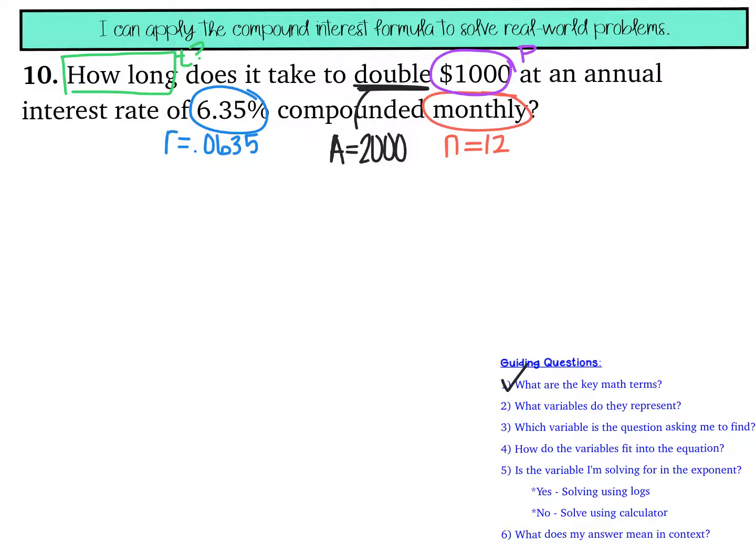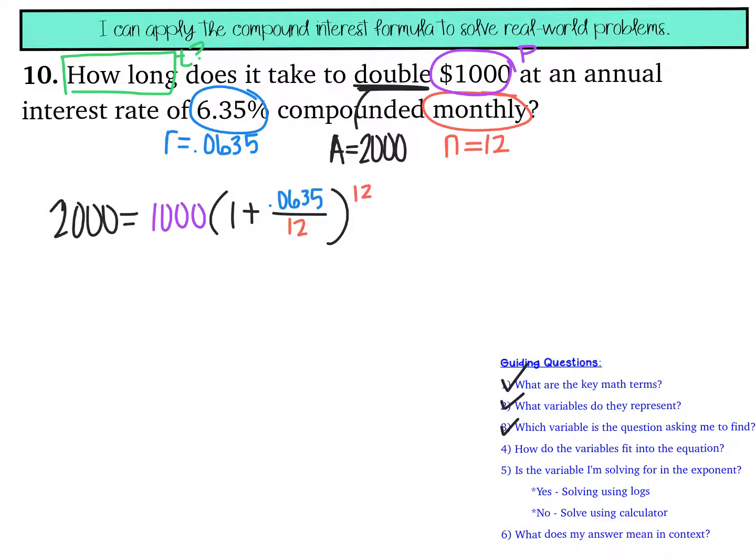So what are the key math terms? What do they mean? And what am I solving for? So now I'm going to plug it into the formula. So now I know A. I'm looking for when my account is at $2,000, when I put in 1,000, and the rate is 0.0635. And I compound it 12 times in a year, to the 12 times T.